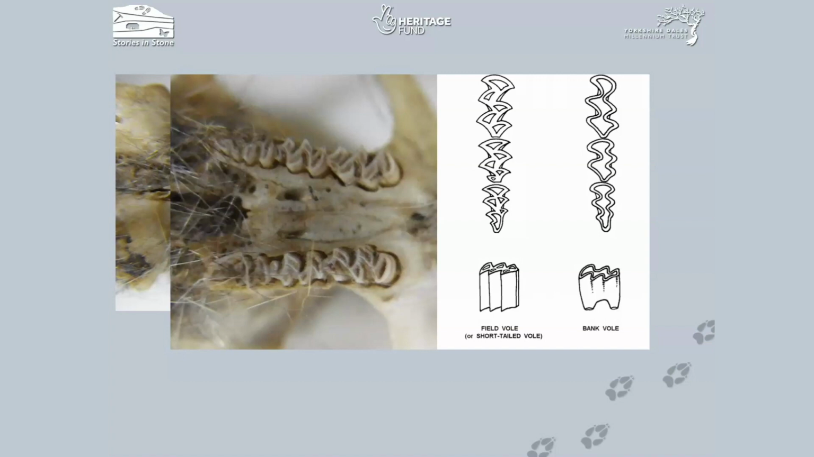The field vole, if you pull that tooth out, it would just come out as one large section. And the edges of that zigzag pattern are quite sharp, and it almost looks as though the inner section of each of those segments is hollow. So if we compare that against the picture, you can see that what we've got in the picture is a field vole rather than a bank vole.